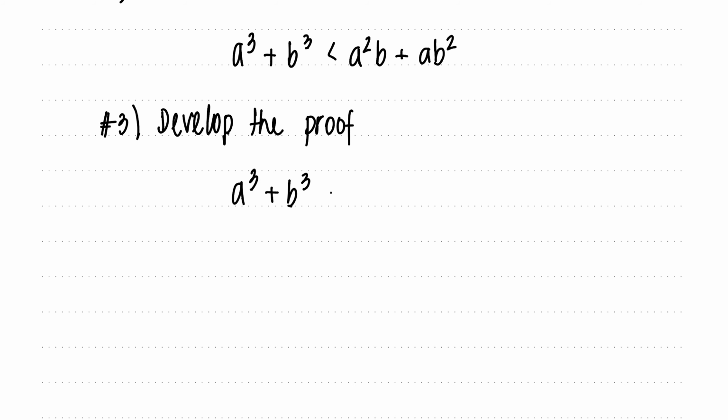But let's cross that bridge once we get to it. How can we manipulate this inequality? We should start with not p.